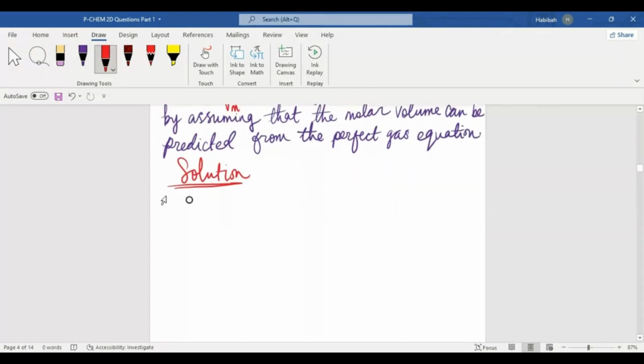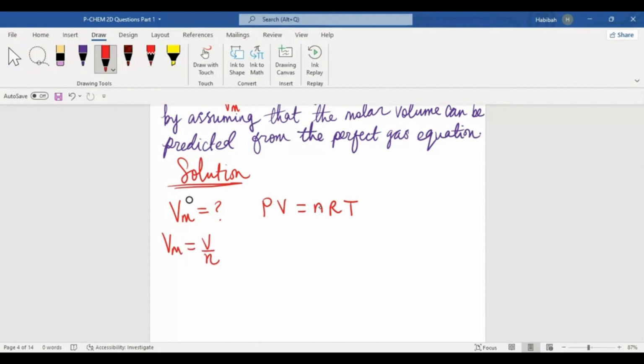So the first thing you have to do is remember that molar volume is basically a value you can get from the perfect gas equation. And to get that, you have PV equals nRT. Note that Vm is the same thing as volume divided by number of moles. So we have to write this perfect gas equation in terms of V divided by n.